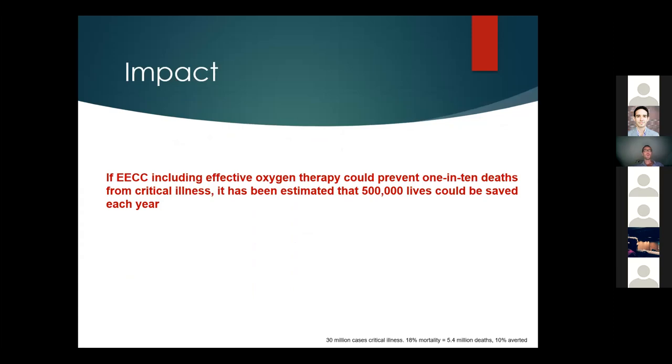To finish off, what could be the impact if we all manage to focus on these essential things, including a very effective oxygen therapy that we've discussed? Well, this is just a back of an envelope calculation. If it could prevent 1 in 10 deaths from critical illness, it's been estimated that 500,000 lives could be saved every year. And that in the current pandemic has even been increased further than that. So this is really something which is kind of technical and within hospitals and yet can have a population impact.